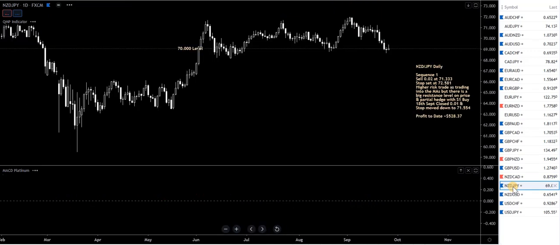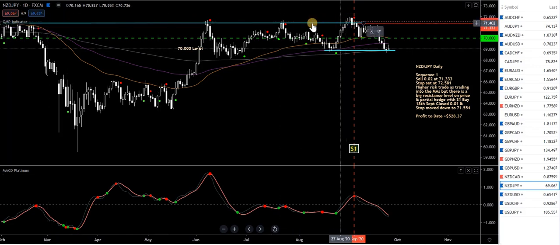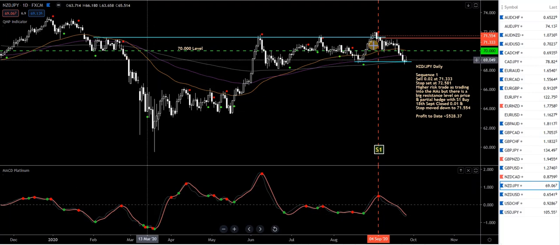New Zealand Yen in a sell trade up here based on this nice sort of resistance level. Don't know how far it goes across. Let's have a look. Yeah, pretty significant sort of level.